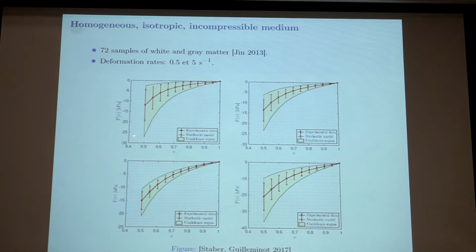We can see that the stochastic model in red lines reproduces quite well the mean values and the standard deviations of the stresses given by the experimental database in black lines. And we got similar results for other tissues like spinal cord white matter or liver tissues, for instance.